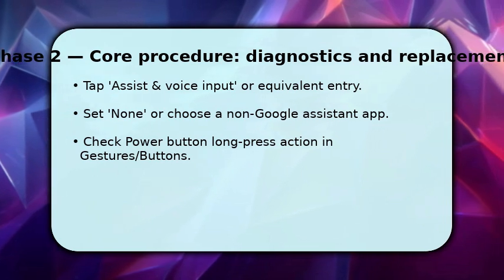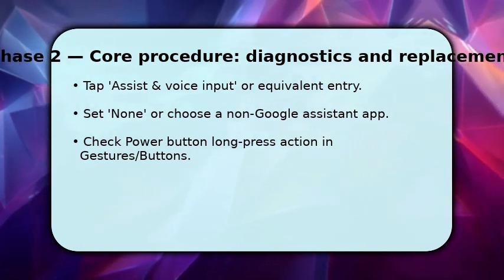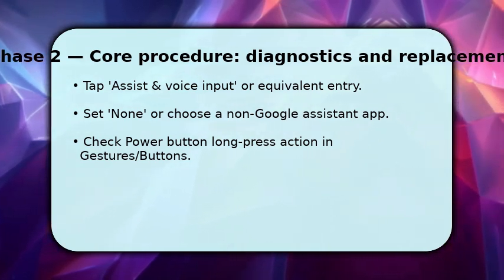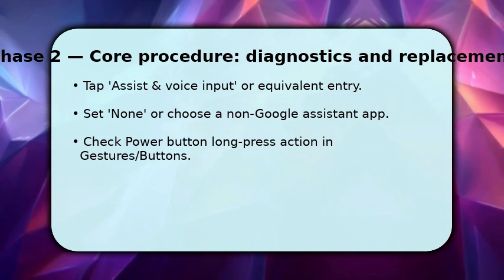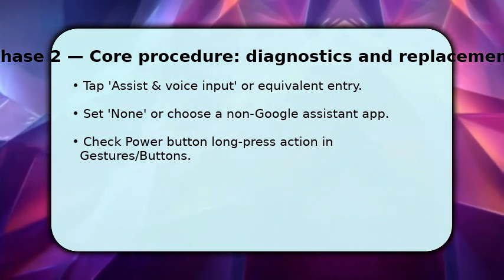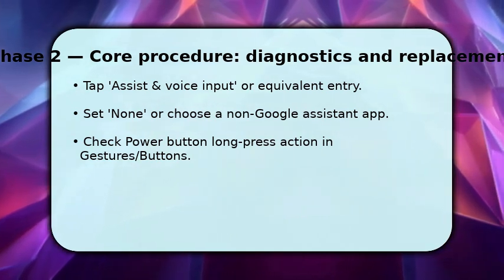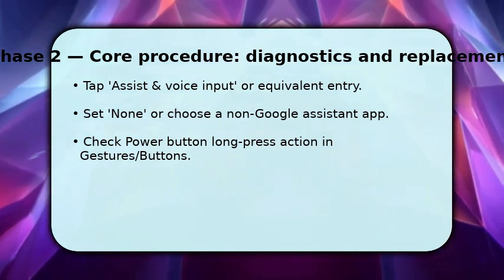Next, go back and open Buttons and Gestures or Gesture Settings. Different color OS versions label it differently. Find the power button long press action and set it to power menu or do nothing instead of assistant. Doing both steps ensures the assistant won't launch from the power key.